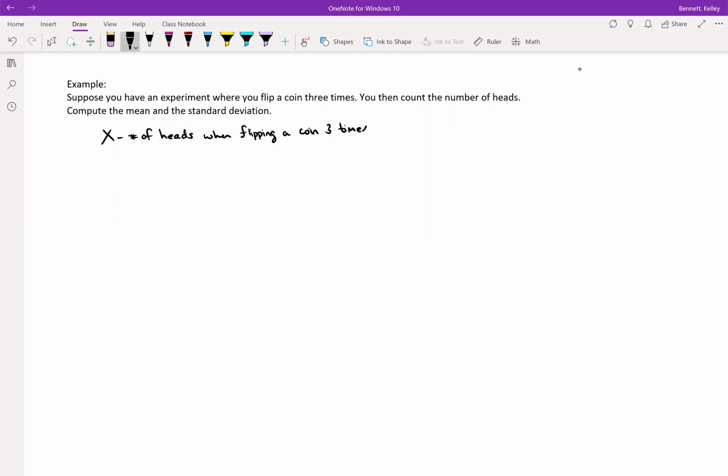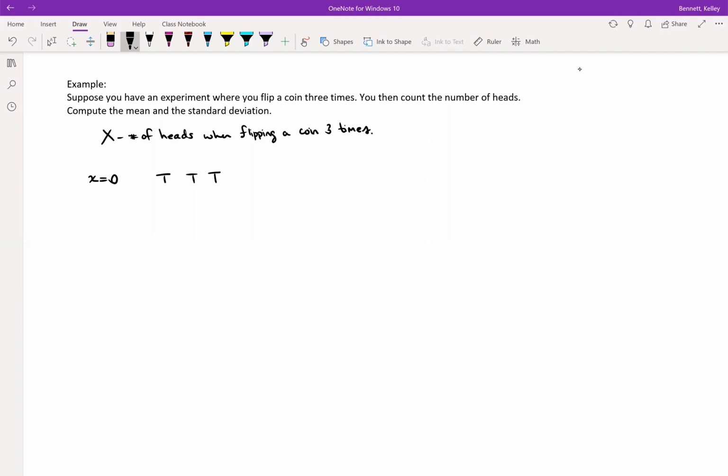We're going to assume that this is a fair coin, and so that every coin toss occurs equally likely, like heads or tails, right? 50-50. So what are the possibilities that we can have, right? So this is kind of an interesting problem. We can have 0 heads, so we can have x equals 0. So if I have no heads, then that means I got tails, tails, tails.